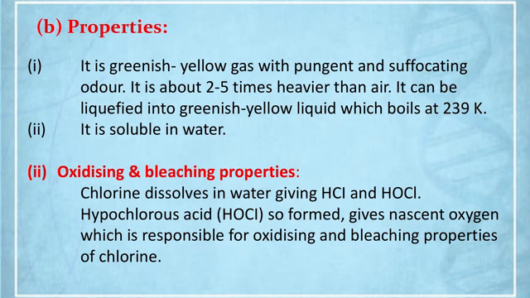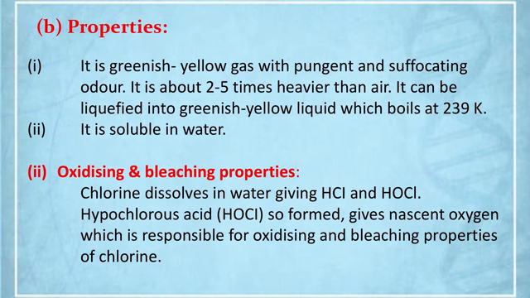Next, properties of chlorine gas. It is a greenish yellow gas, as I have already told you. It is soluble in water and reacts with water to form HCl and HOCl. Oxidizing and bleaching properties: chlorine gas is a good oxidizing agent. Chlorine oxidizes ethyl alcohol to acetaldehyde. It also has bleaching action. Mainly, chlorine shows oxidizing action in the presence of moisture.